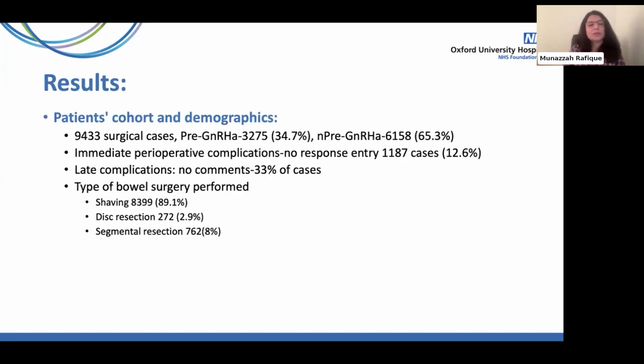Our cohort was based on 9,433 surgical cases in which preoperative GnRH was used in 35% of the cases, whereas no preoperative GnRH was used in 65% of the cases. There was no response entry for perioperative complications in 12% of the cases. So most of the time they include either yes or no, but in 12% of the cases there was no entry. And in about 33% of the cases, there was no entry about the late complication.